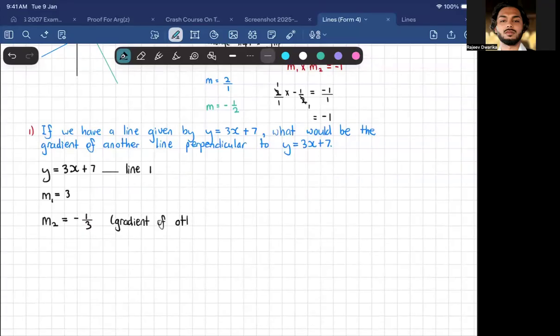So anytime you're given the equation of a line in the form y is equal to mx plus c, it's very easy to get the gradient. The gradient is just what's in front of x. But it needs to be in the form y is equal to mx plus c. So you can see m is 3. Let me know if you're seeing that.